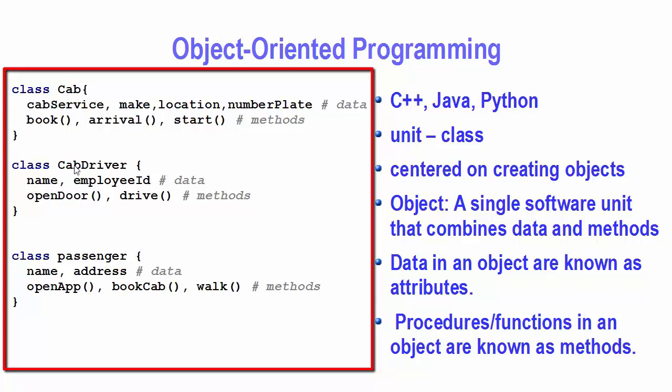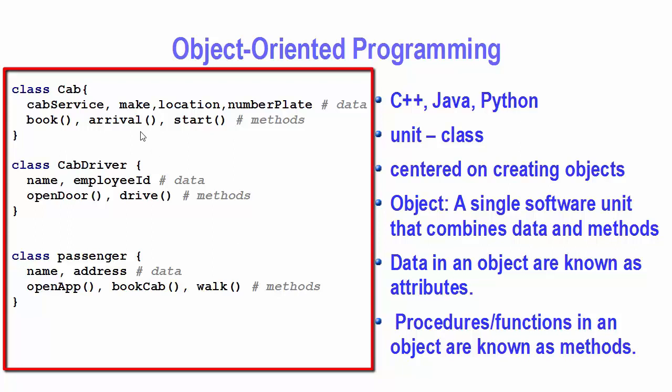and then we can create a class for cab driver, and the third class we can create for a passenger. A class you can create for any real life object. It can be a car, a motorbike, a book, an employee or a person. So object-oriented programming allows us to create objects.